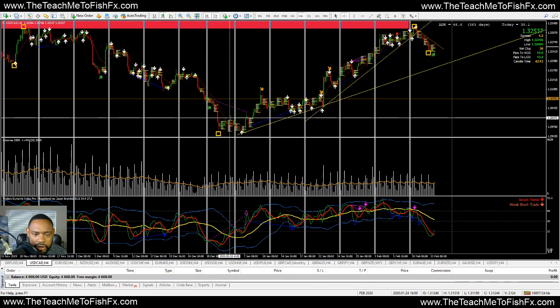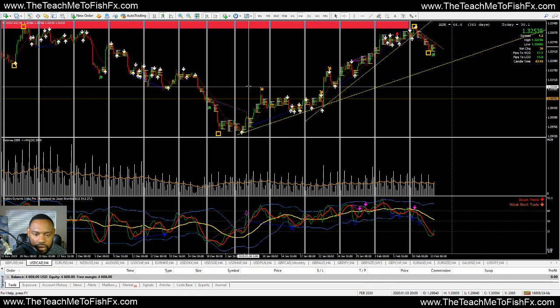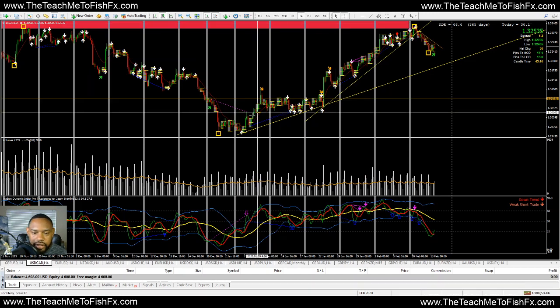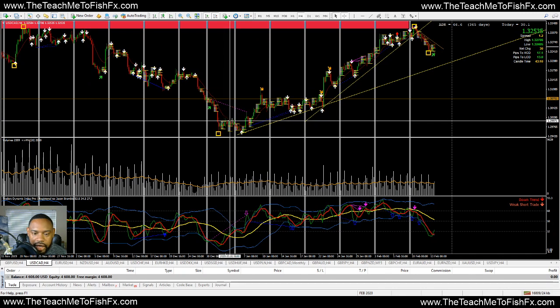I probably would have gotten in here, on this candle right here. All right, I probably would have gotten in here, at the close of that candle, so immediately I would have gotten in and been in drawdown for 43 pips. And that would have been over a course of 2 days, 1.5 days really, being in drawdown of 43 pips.